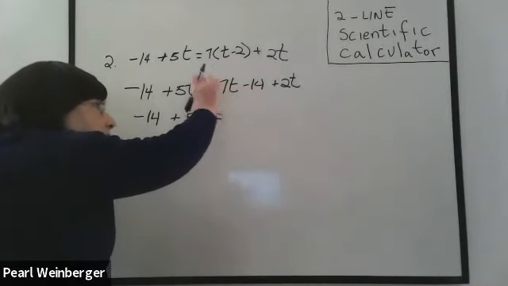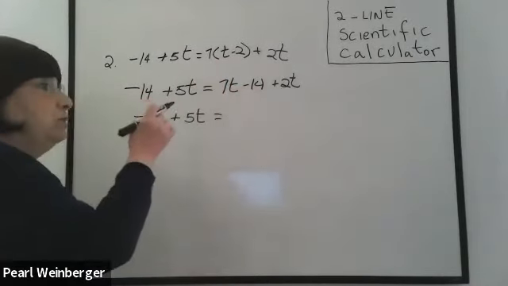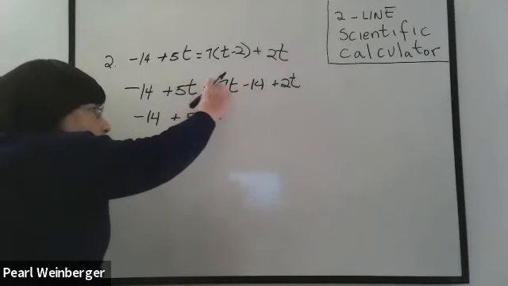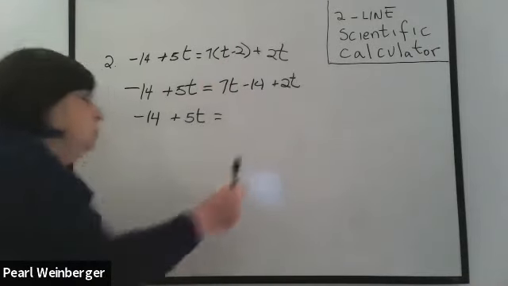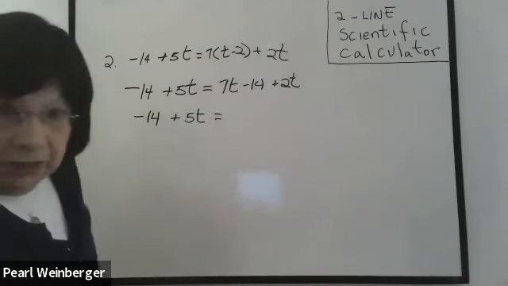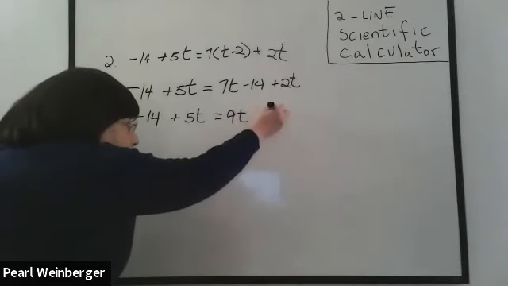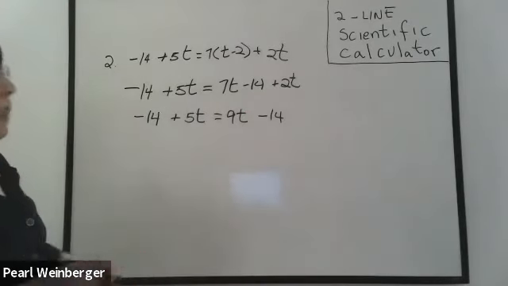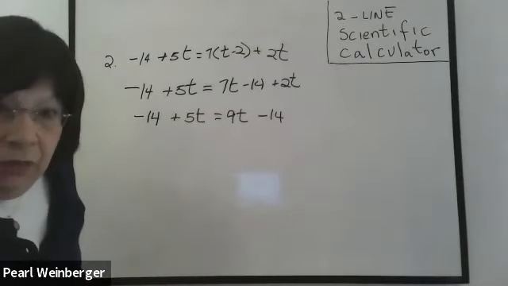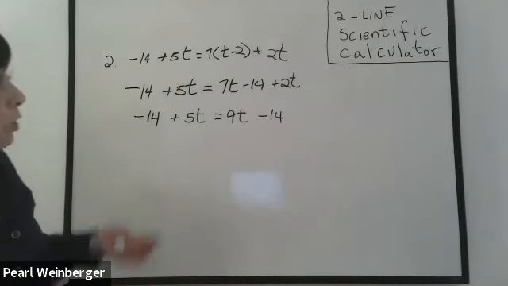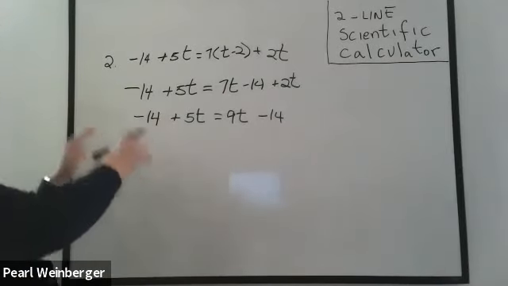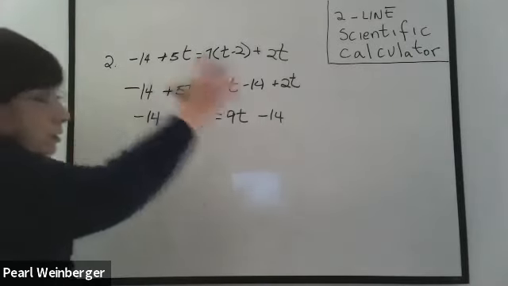Remember, I only look at the sign that's immediately preceding the term. So this has no sign, it means it's positive 7t, and this is a positive 2t. So when I combine them, how much am I going to get? 9t. Right. And this is minus 14. Okay, so we're now at the place where we were really with that first problem, where on each side we have a number and a letter, a number and a letter.